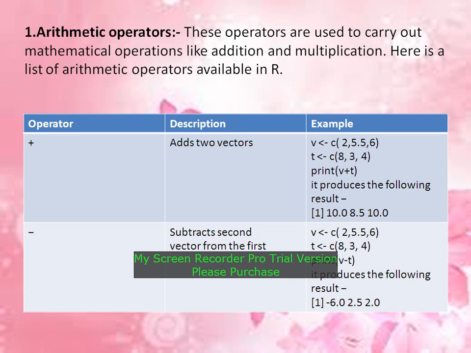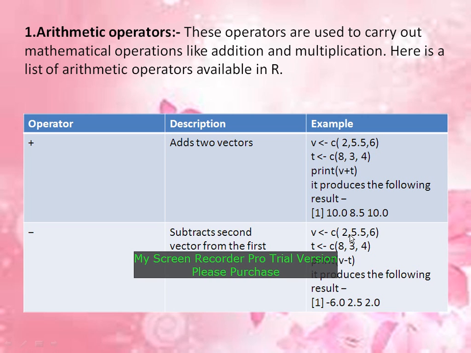So, 10.0, 8.5, 10.6. And the next operator is subtraction, which subtracts the second vector from the first vector. That is nothing but V minus T. Subtracting T from V. The first one is V, the second one is T. V minus T produces the following result.